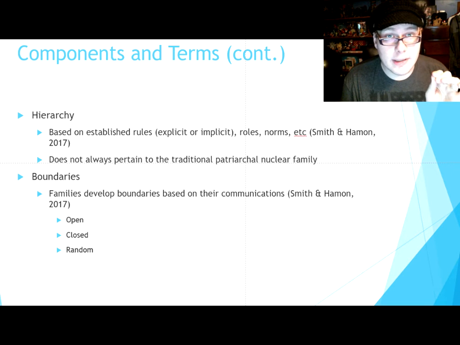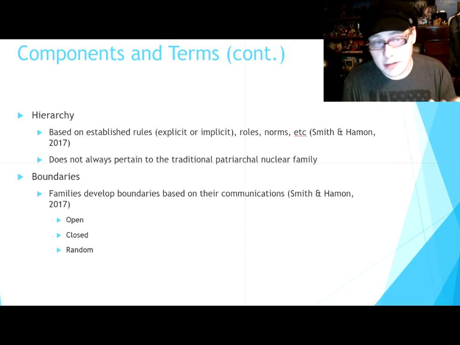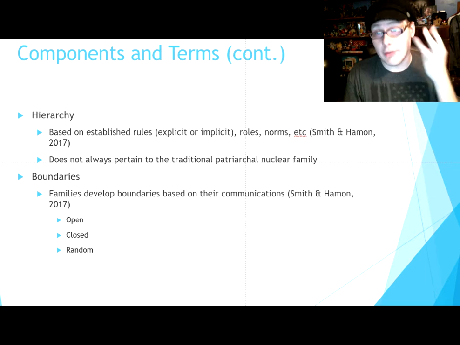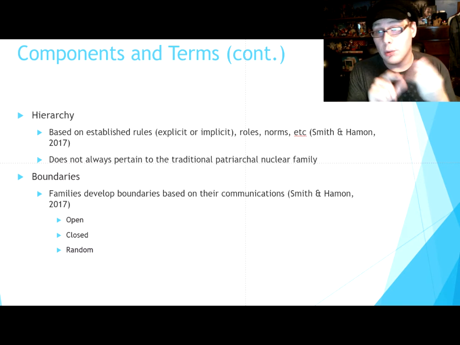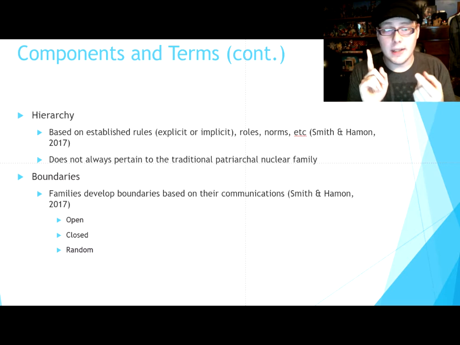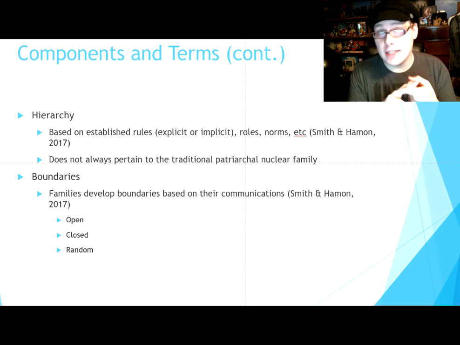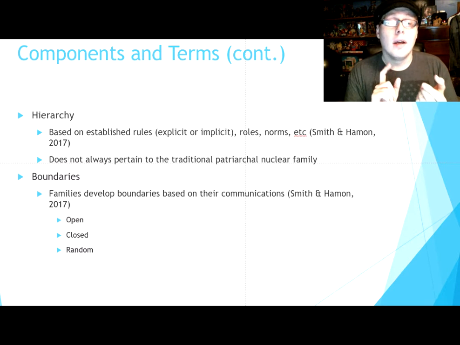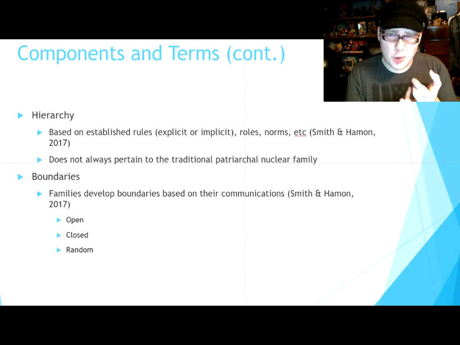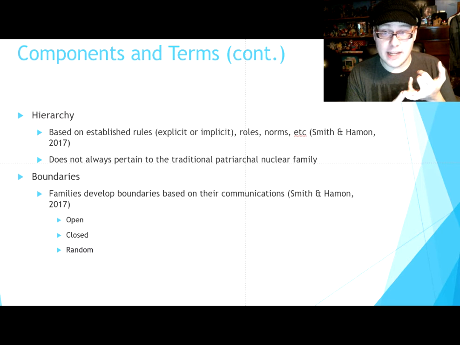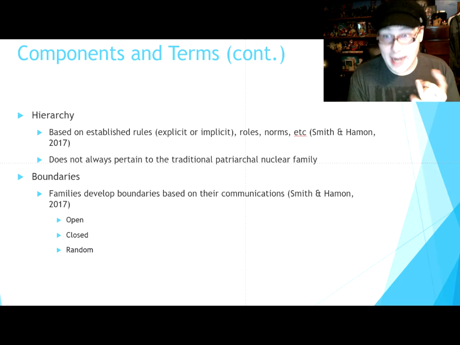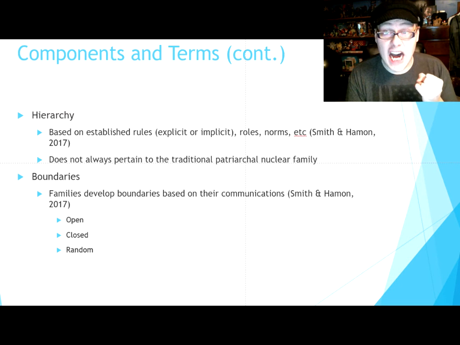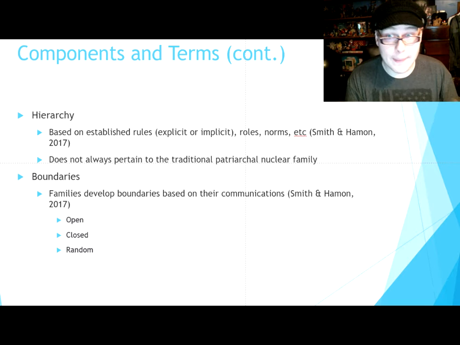You have boundaries. Families develop boundaries based on their communications, and you have 3 different kinds. You have open, closed, and random. And the open, obviously, they're more flexible and structured. For a closed family, you would be thinking about rigid, enmeshed kind of families, if you want to think about David Olson's circumplex model. And then you have random, which would be chaotic and disengaged to a degree.